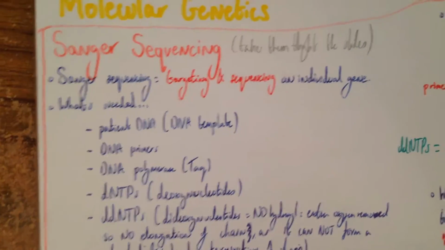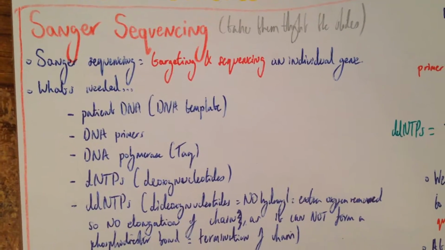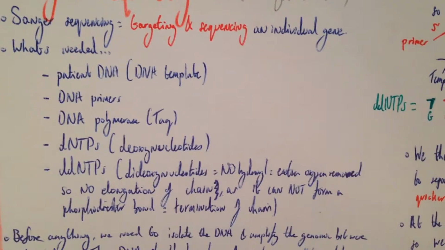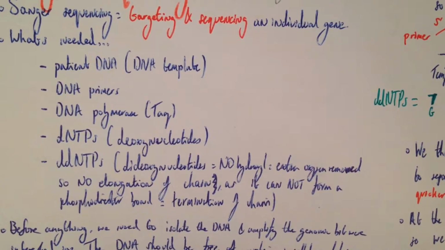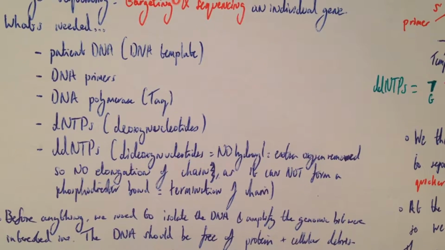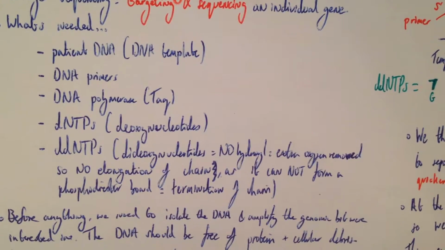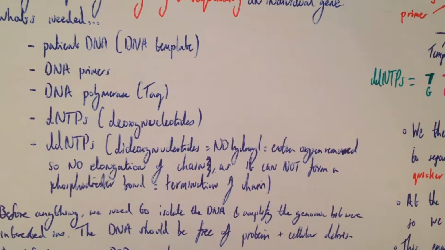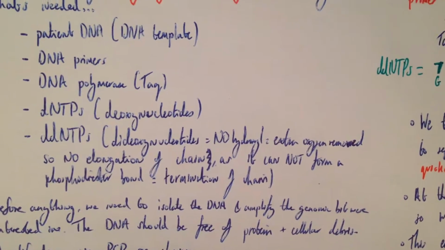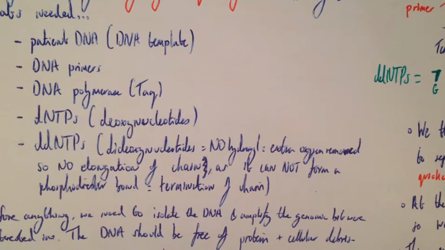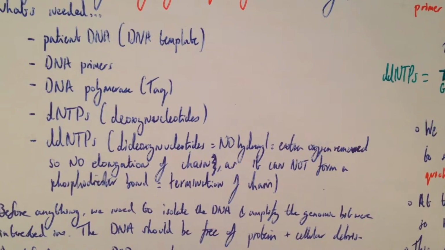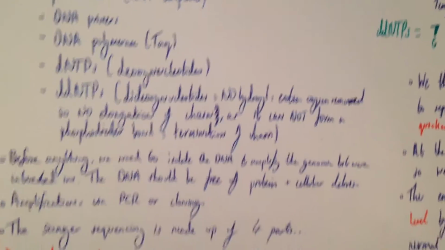So Sanger sequencing. It's targeting and sequencing an individual's gene. That's what Sanger sequencing does. What's needed is the patient's DNA, which is the DNA template, DNA primers, the DNA polymerase, also known as Taq, dNTPs, which are deoxynucleotides, and ddNTPs, which are dideoxynucleotides. These have no hydroxyl groups, which means that extra oxygen is removed, so there's no elongation of the chain, as it cannot form a phosphodiester bond, and termination of the chain occurs.